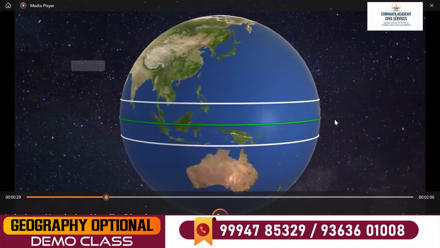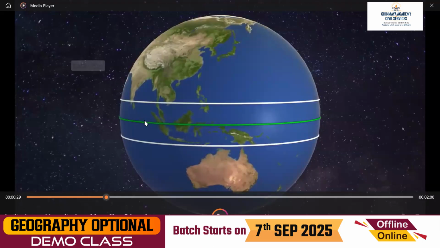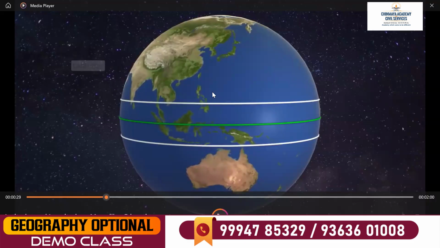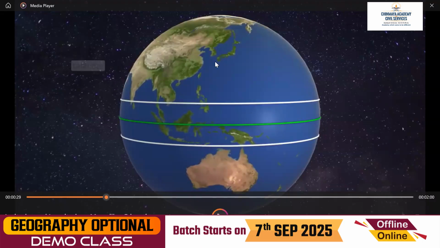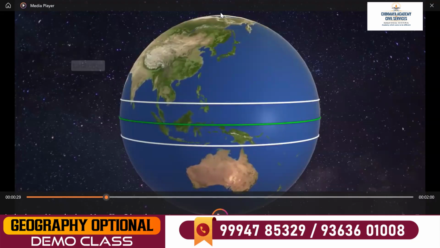The longest latitude is the equator. When you move towards the pole, the length of the latitude will be reducing. We can say the circumference of the earth will be reducing. When you reach the pole, no latitude, only one point will be there, that is called a pole.